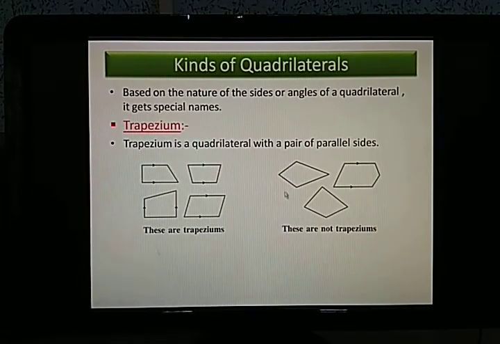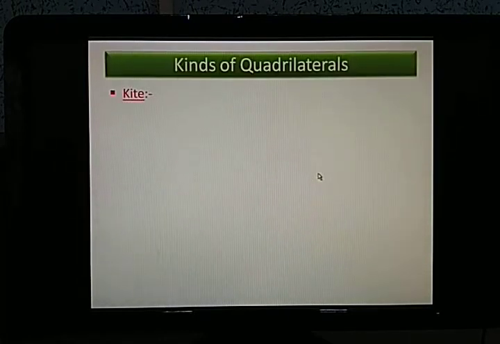But these are not trapeziums. This is not even a quadrilateral. This has 5 sides. Yeah, this doesn't have any parallel sides. There should be at least one parallel side in a trapezium. Clear? Now next is a kite.